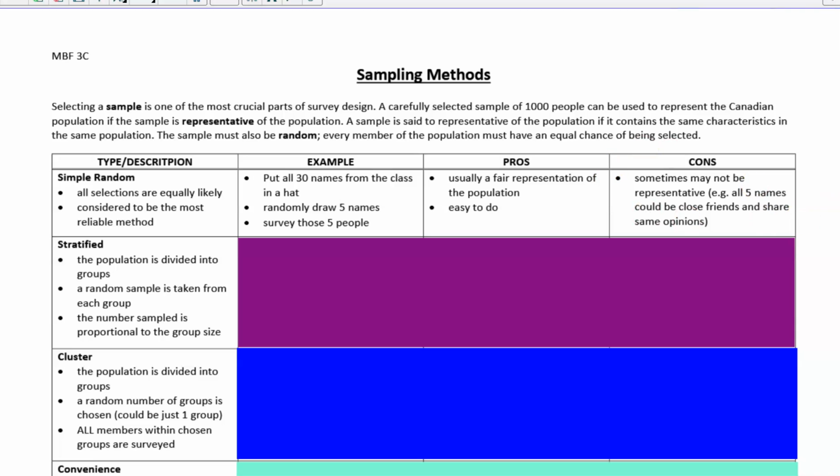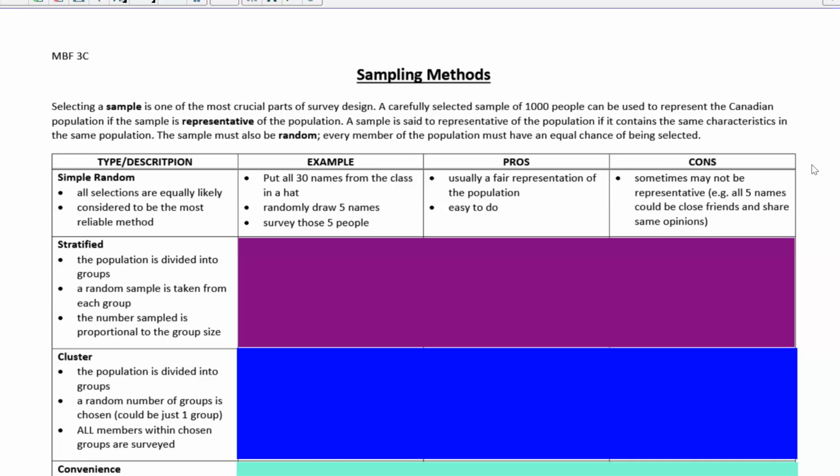Anyway, a con though is that it might not be representative. If perhaps we chose 5 names and they were all really close friends and they shared the same opinions, that might not be representative. But it would be random.